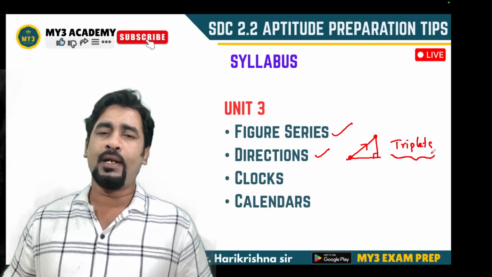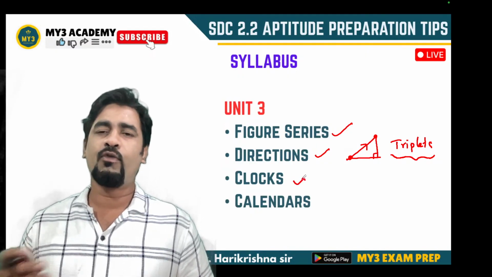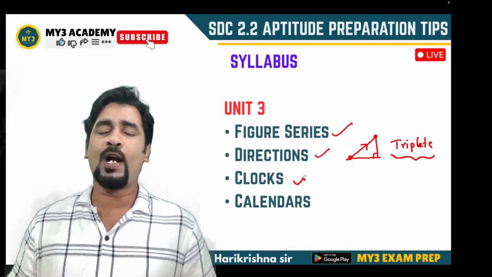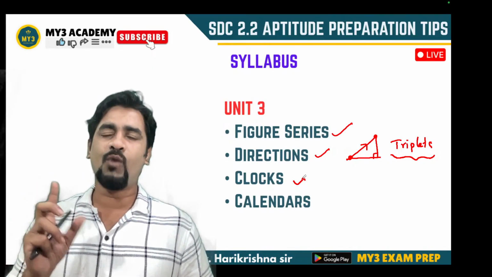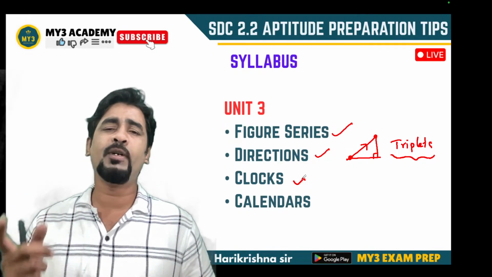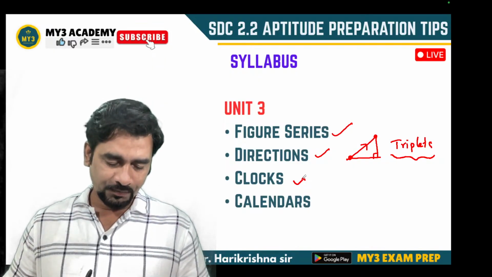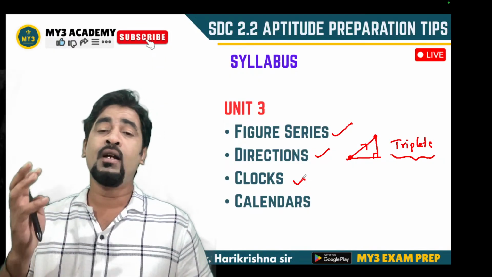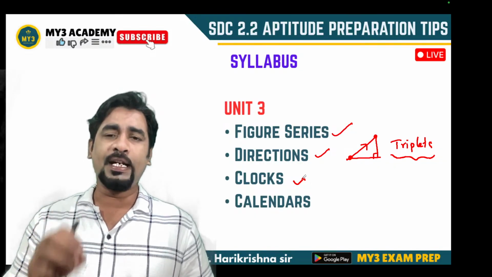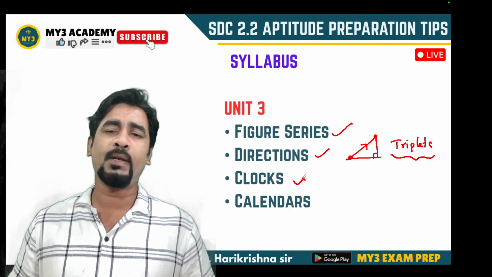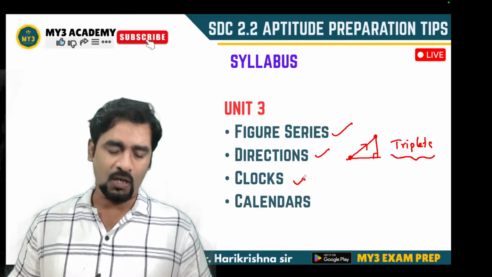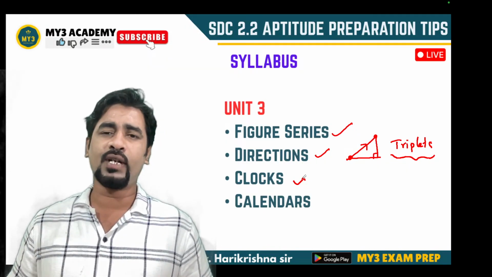And then clocks. In clocks, focus on the 3 model questions. First one is where the time is given and we need to find the angle. For example, 12:30, 1:20, 4:30, any time is given. They will ask you to find the angle between the minute and hour hands. The next one is questions related to coincidence: how many times they will coincide, how many times they will be perpendicular, how many times they will be opposite. You can see this type of question under clocks. That is a very easy model that you can also easily crack.